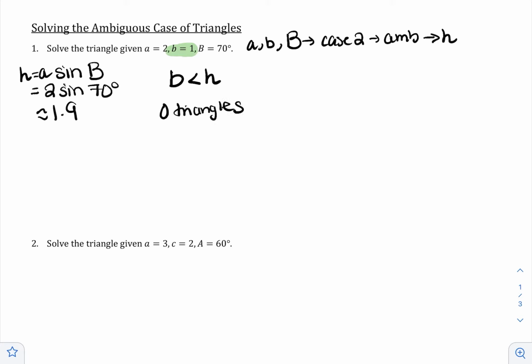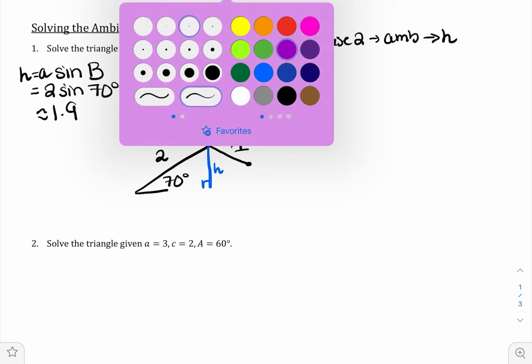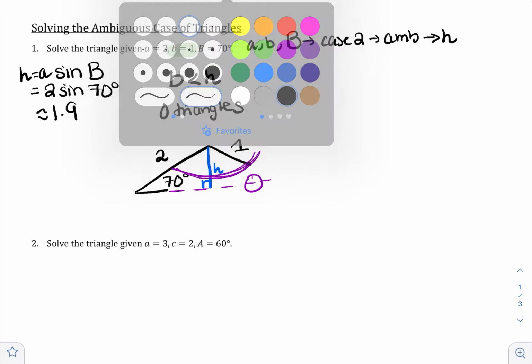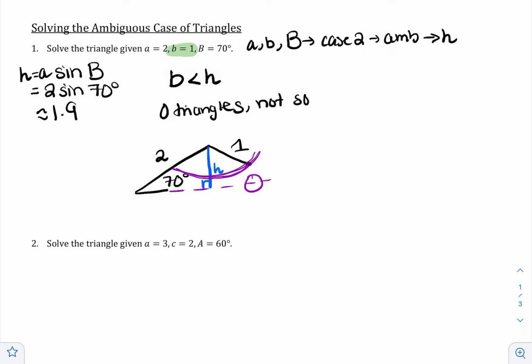If I was to draw a diagram of that, this would be 70 degrees. This would be 2. This would be half of that, which would be 1. And then I would have the height coming down here to the base, which would be 1.9. And then I'm trying to close the triangle down here, but this can't swing. It can't close to the bottom. It can never reach this. So this is why you have 0 triangles, not solvable.